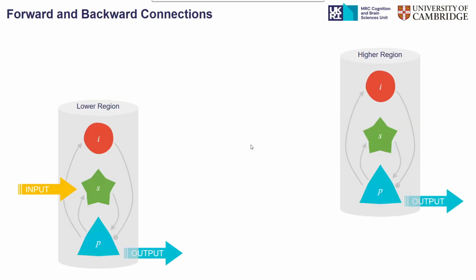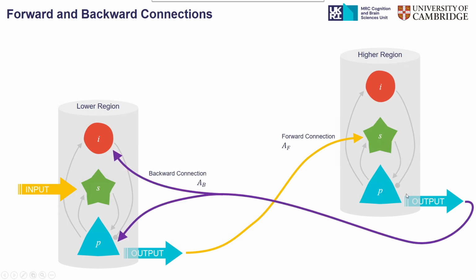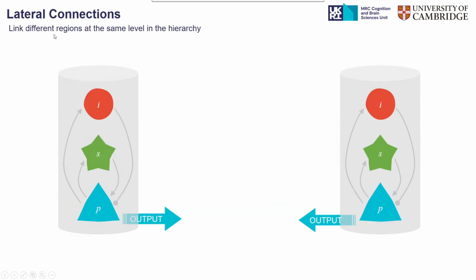So forward connections or bottom-up connections are ones which originate from the pyramidal layer of a region and go to the spiny stellate layer of another region. Backward connections originate from the pyramidal layer of that higher region and project information back into the inhibitory interneuronal population as well as the pyramidal cell population. We can also have lateral connections for linking different regions at the same level in a hierarchy.